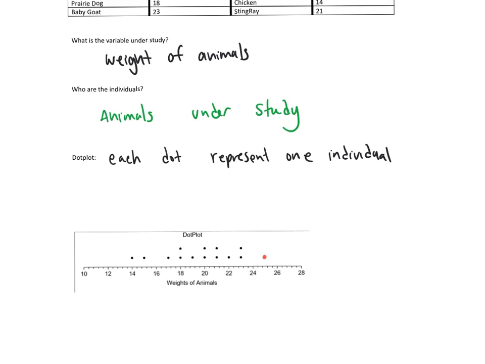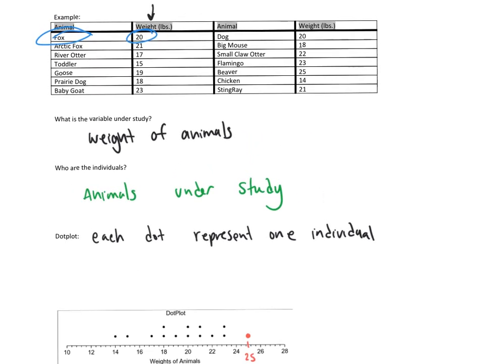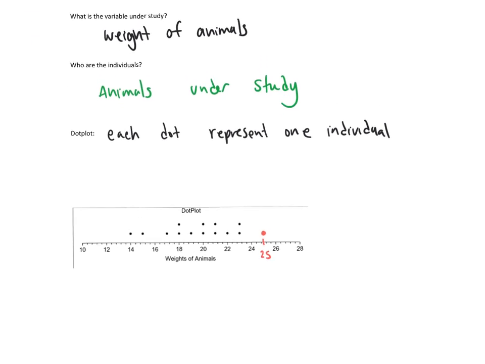So we have this dot here, which would be at 25, in between 24 and 25. So if I go above, I can look at what animal weighed 25 pounds. That would be the beaver. So this beaver is represented by this dot. And then each dot represents a value going up.